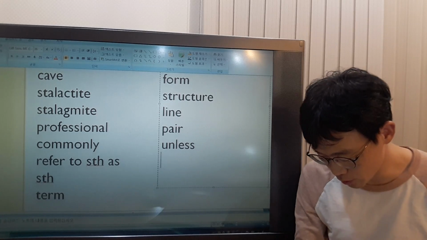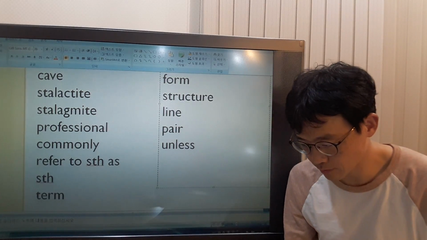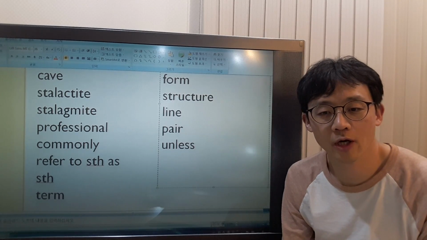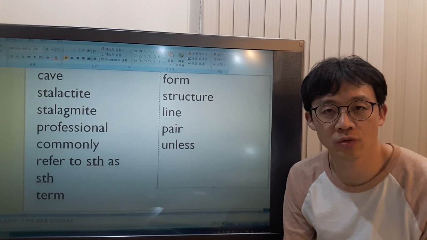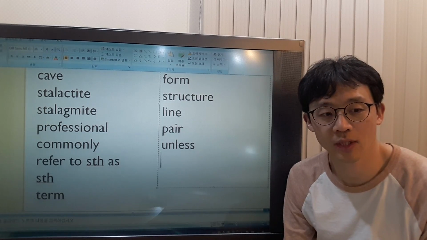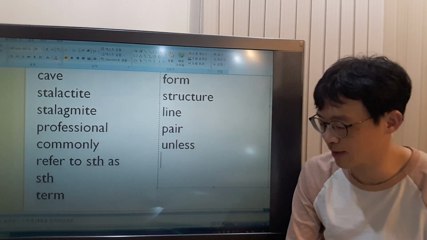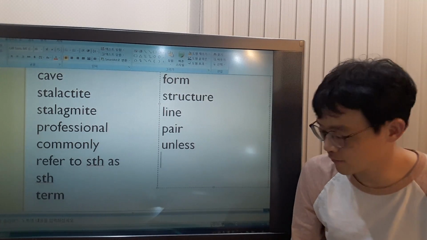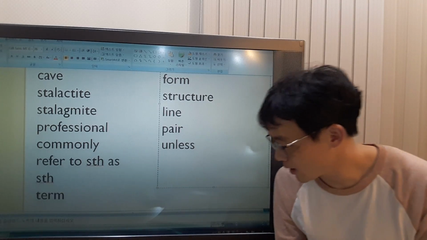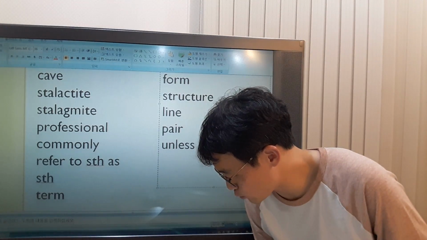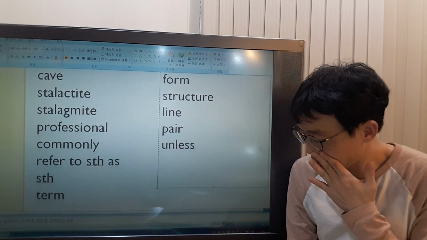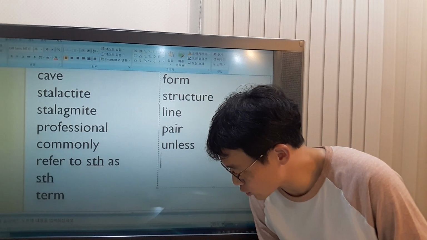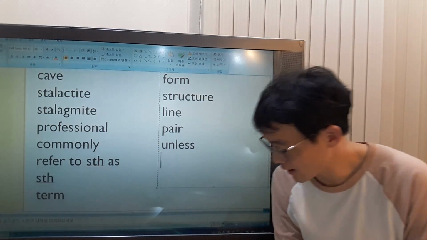So unless one has somehow broken off, what does unless mean? Unless you use it when you want to talk about the only circumstance, okay, where something is not true or something doesn't happen. So it's same as if, only if not, only if something doesn't happen, all right? Unless one has somehow broken off, that means only if one has not somehow broken off, all right?